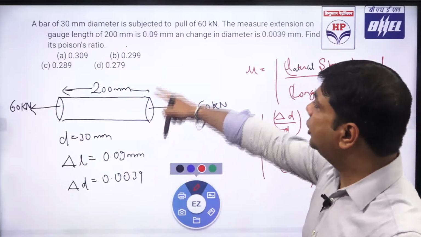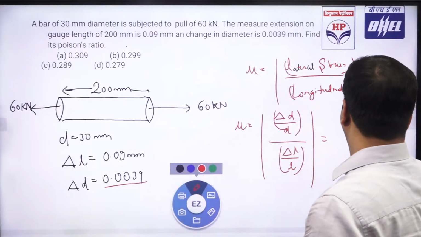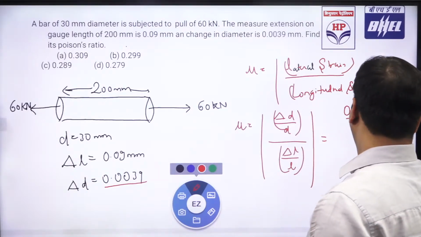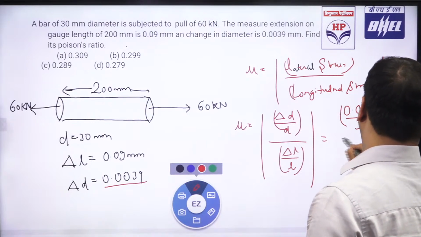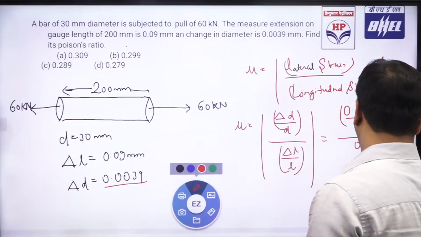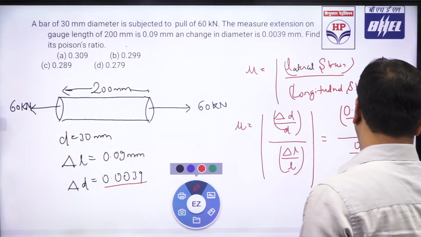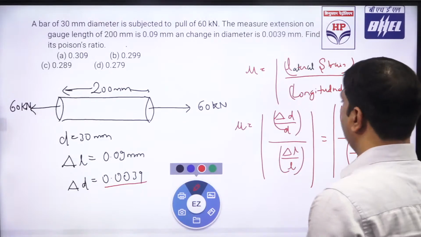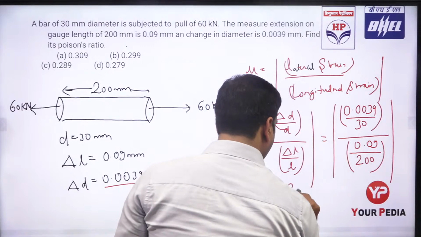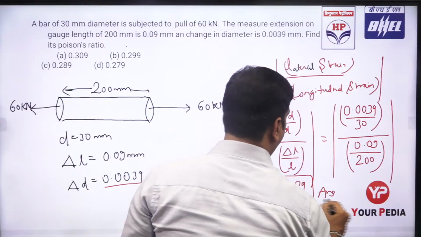So the change in diameter is 0.0039, upon diameter equals 30 mm, upon the longitudinal strain, which is change in length upon original length. Change in length is 0.09, upon length 200 mm. Is this clear? If you solve this, you get mu equals 0.289. Just solve this and you get the answer.